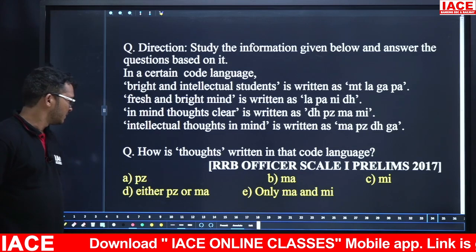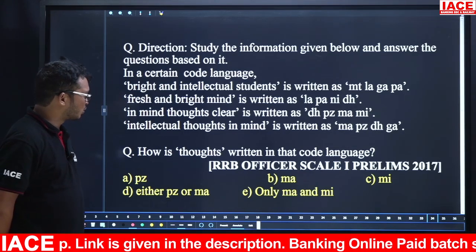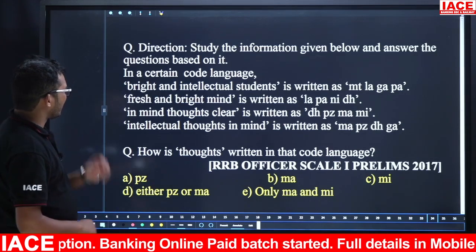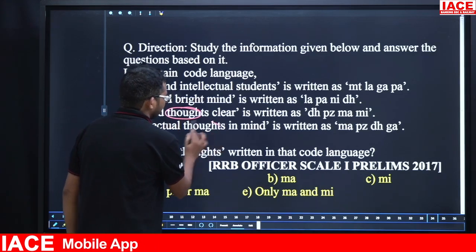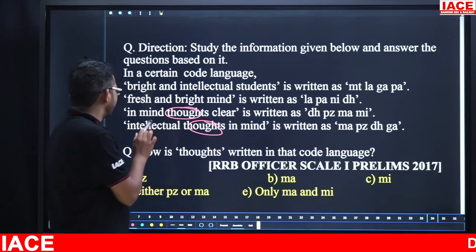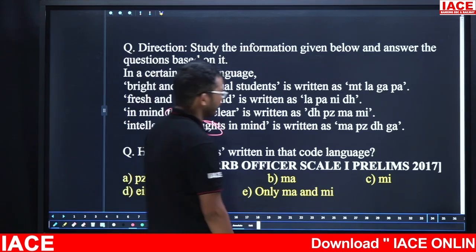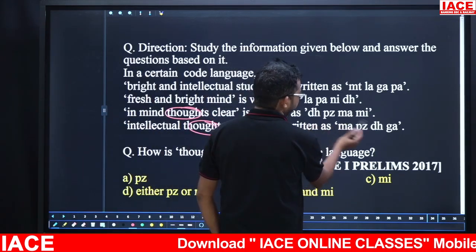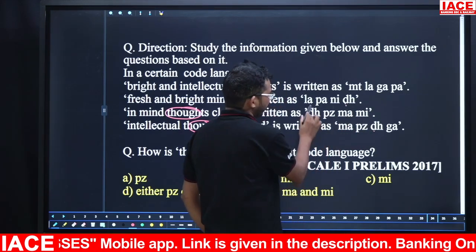Yes, time up. So take the given question. How is thoughts written in that code language? Once check here, thoughts is present in which lines? Here we are having thoughts. Next, here also we are having thoughts. Now the third line and fourth line common information is thoughts. Now the common code is, friends, take here. Here we are having DH, here DH, but here also DH is there. But here thoughts is not there. So for DH, no chance to take.